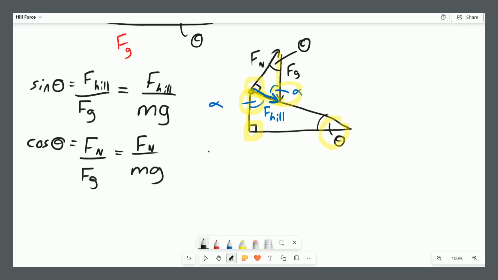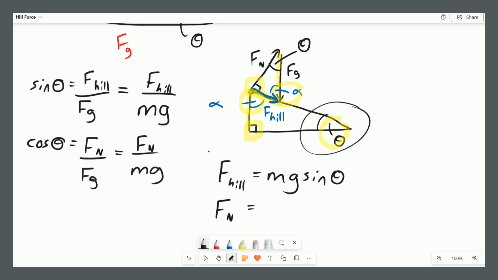So rearranging these equations, we can get what normal force and Hill force are in terms of the angle of the slant, or the angle theta, and cosine and sine. And what we get is that the Hill force is equal to mg sine theta, and the normal force is equal to mg times the cosine of theta. So that is how we get Hill force, what it's equal to, what normal force is equal to as well, and where that normal force comes from.